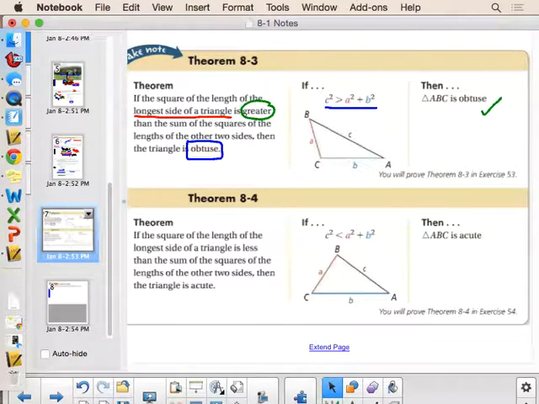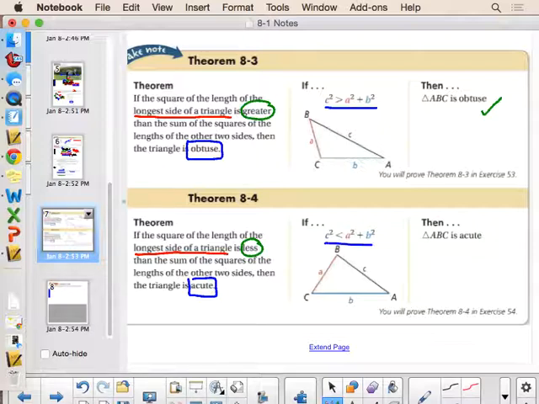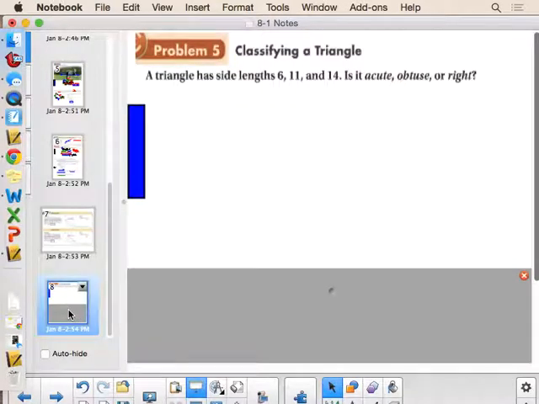And if we go in reverse, if the square of the length of the longest side of a triangle is less than the sum of the squares of the other two sides, then we have an acute triangle. So if c squared is less than a squared plus b squared, then we have an acute triangle. You'll deal with these triangles a little bit more when you get into Algebra 2 and Pre-Calculus. Let's take care of our last example.